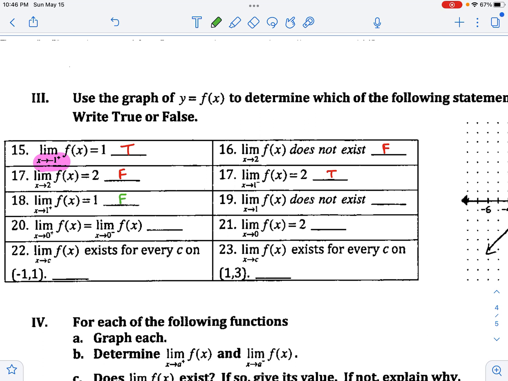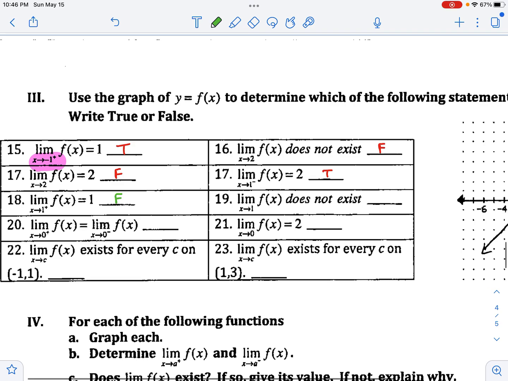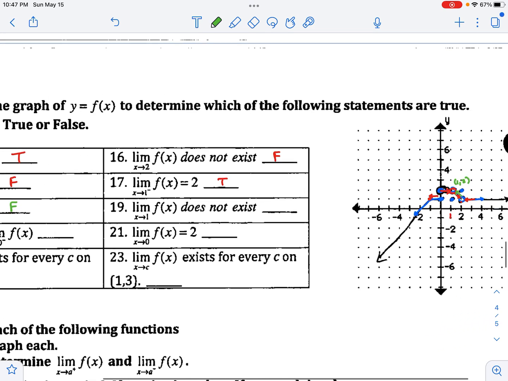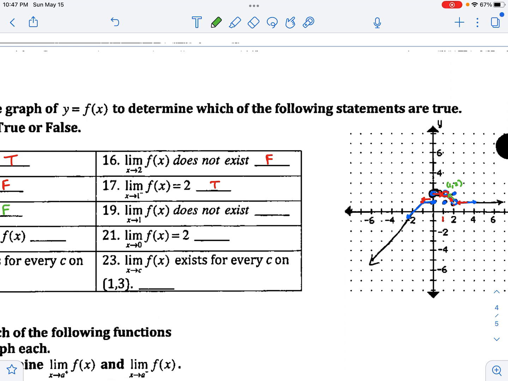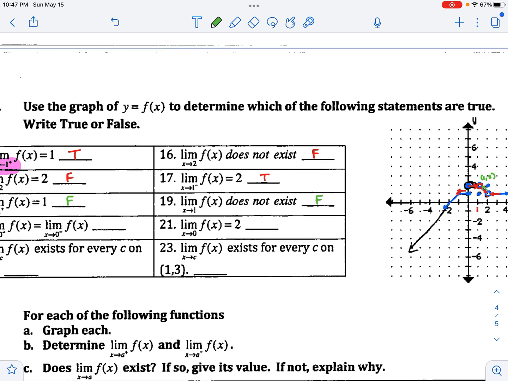All right, now we just figured out that as x approaches 1 from both sides, it's equaling 2, so therefore it does not exist. That would be false, okay? Because it does exist. It exists at the value of 2.